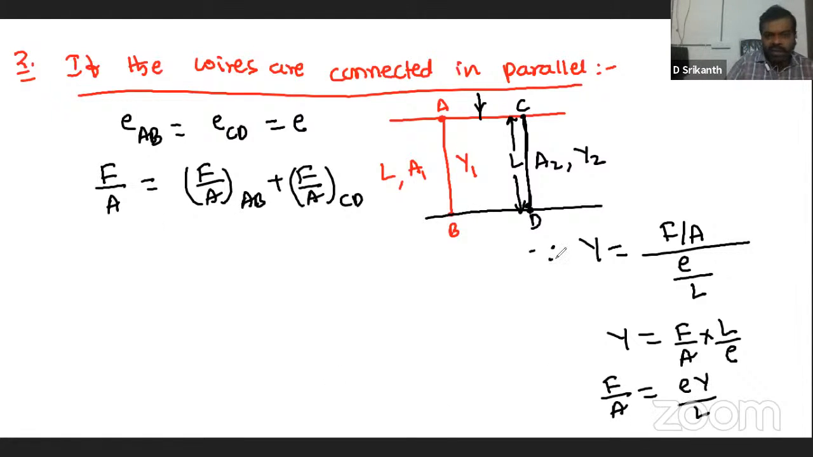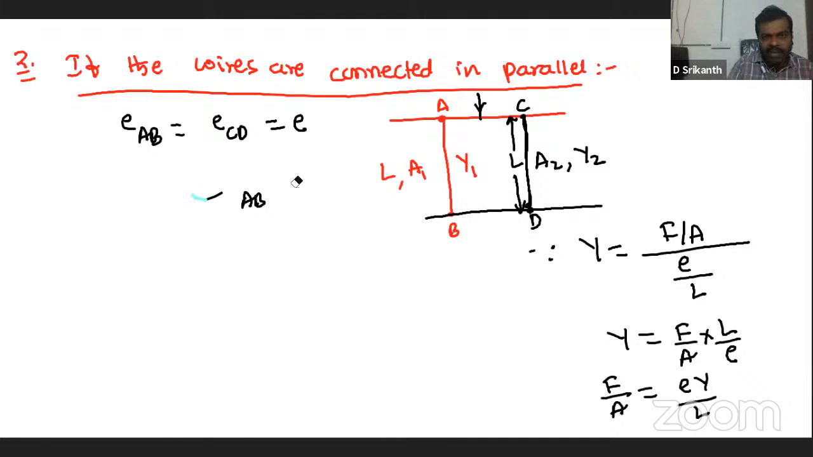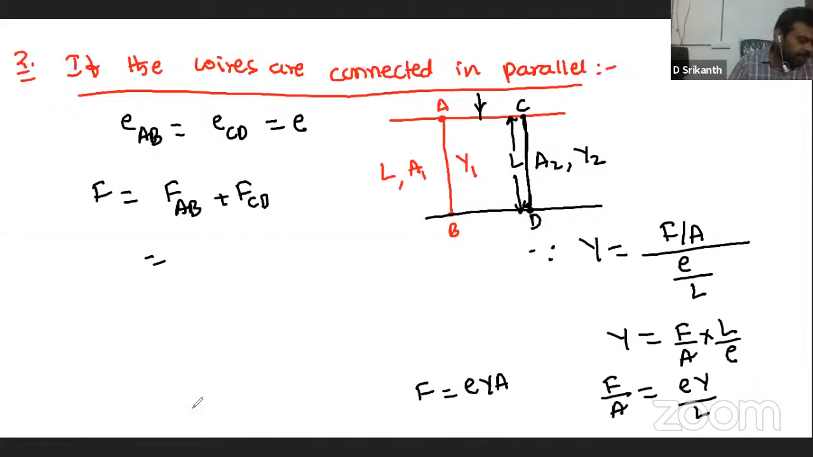Whatever the force F is, since the areas are different, we can write the force acting on the system as F equal to the force acting along AB plus the force acting along CD. Force we can write as F is equal to E Y A by L.